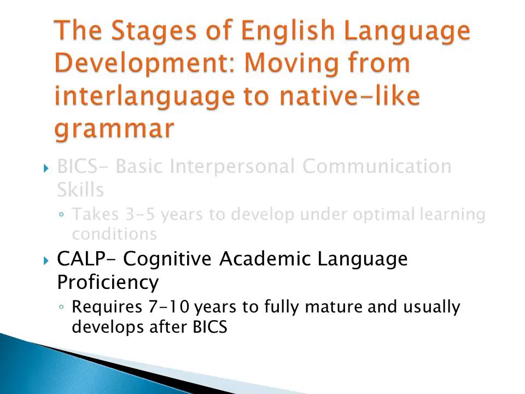Academic language is used for learning in the curriculum areas and is usually limited to writing and reading. Academic language is known as CALP. Say it, CALP, like scalp without the S, or cognitive academic language proficiency. Academic language requires 7 to 10 years to fully mature, and usually begins developing after the student has acquired BICS.